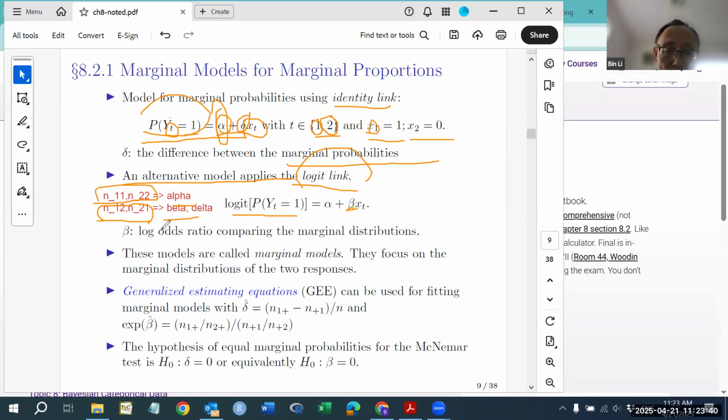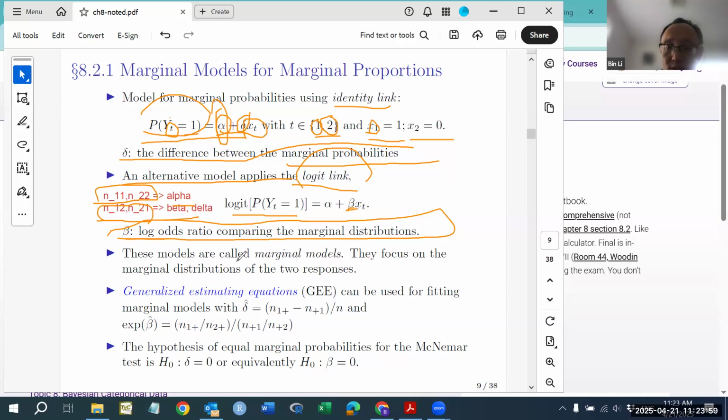So delta is the difference between the marginal probabilities, and beta is the log odds ratio comparing the marginal distributions.